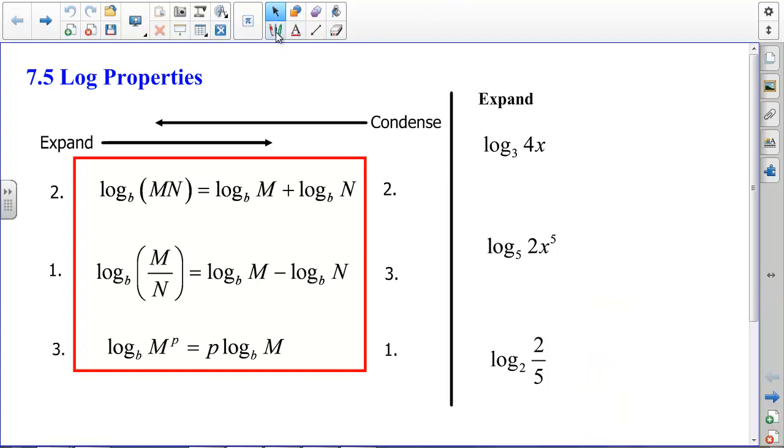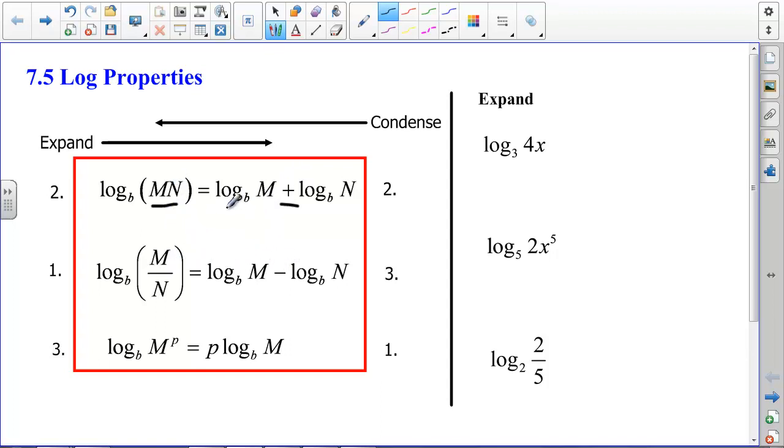The first thing we're going to do is talk about our log properties, and our log properties are right here, and I wrote them out the way they are in the book. Log base b of m times n equals log base b of m plus log base b of n. So when we have multiplication, we add. Here is log base b of m over n equals log base b of m minus log base b of n. So division means subtraction, kind of like our exponent properties.